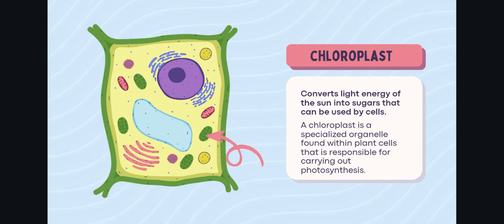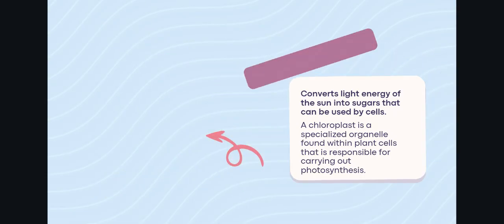So, how do we get energy? Well, the cell that has chloroplasts is the plant cell, and this converts light energy into sugars. That's pretty cool because plants can make their own food. I'm not jealous. Okay, I'm a little jealous, but we do have mitochondria. A chloroplast is a specialized organelle found within plant cells, and it's responsible for carrying out photosynthesis. That's what gives it the green pigment, because it reflects light and gives off that green color.